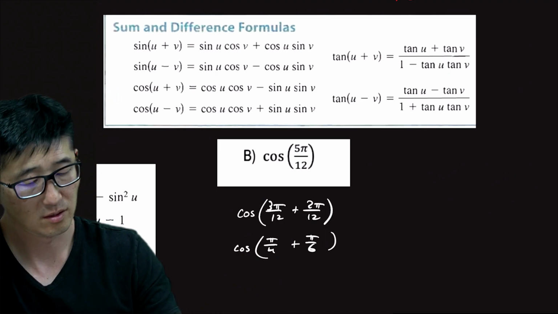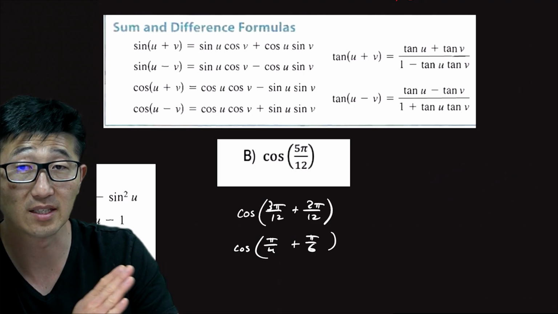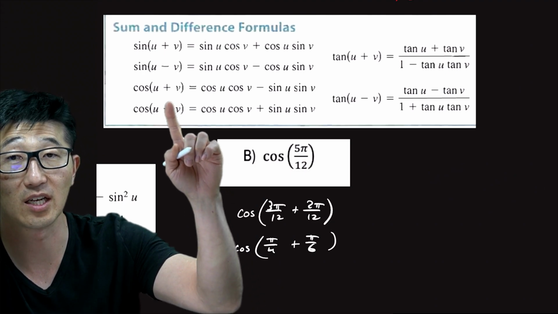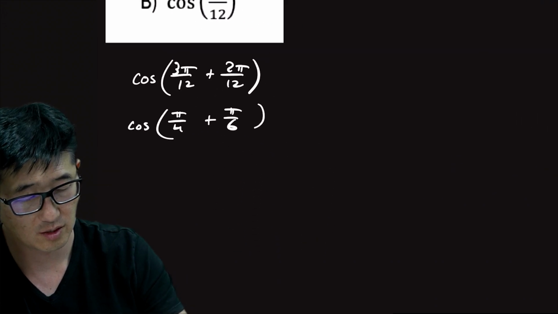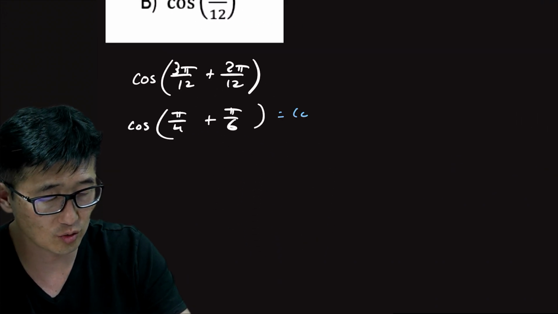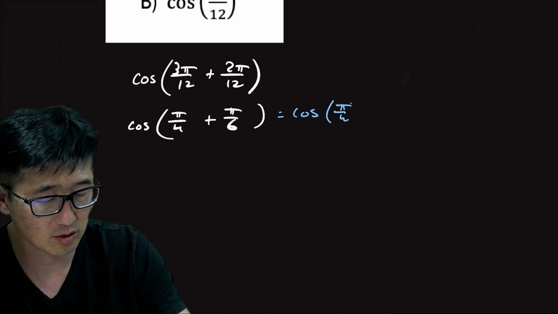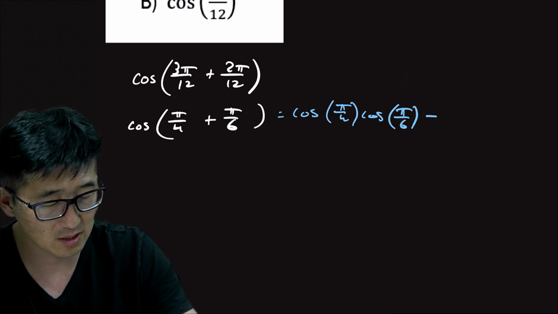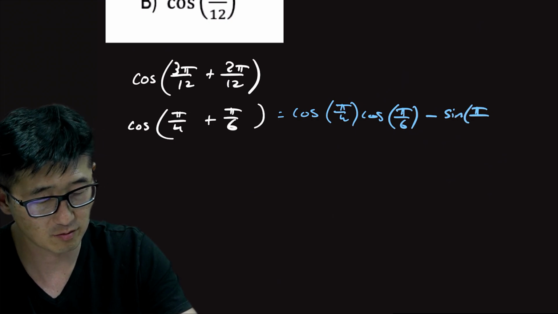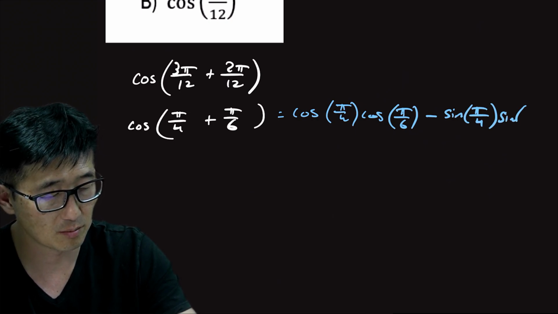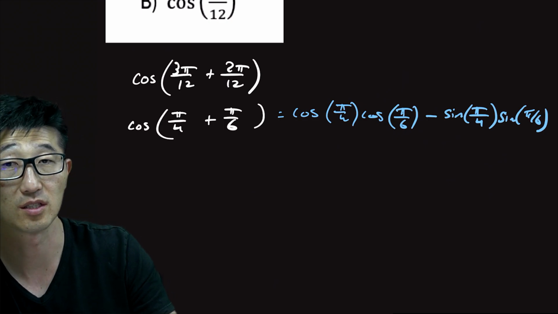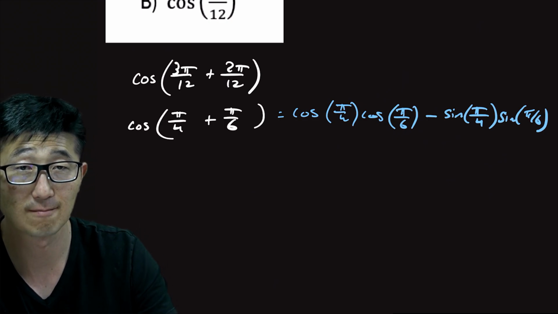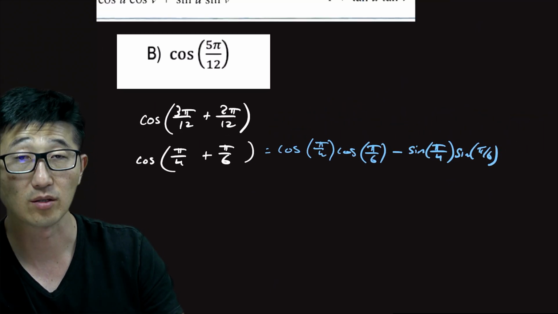You see this? So cos, cos, sine, sine, and the signs will change. So cos pi over 4, cosine pi over 6, and then minus sine pi over 4, sine pi over 6. Okay, see how that works? Let's just stop for a moment.